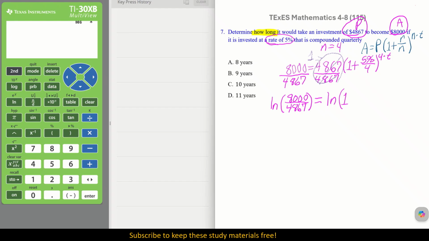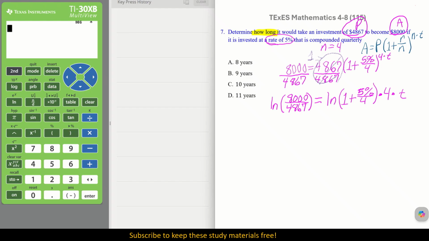So, ln of parentheses 1 plus 5% over the 4, and then that is going to be times 4t. Okay? Now remember, and I'm going to make it a little clearer, that the 4 is multiplied to the t. And at this juncture, let me do, there we go.